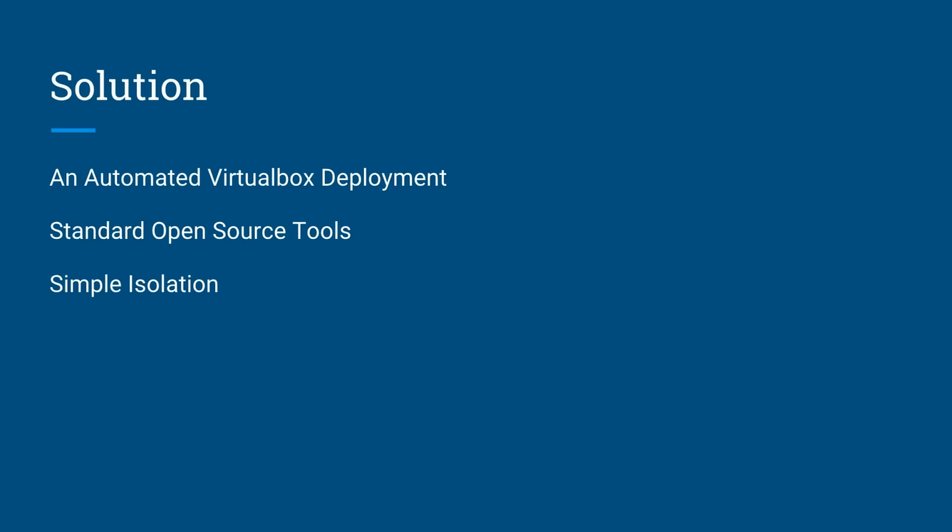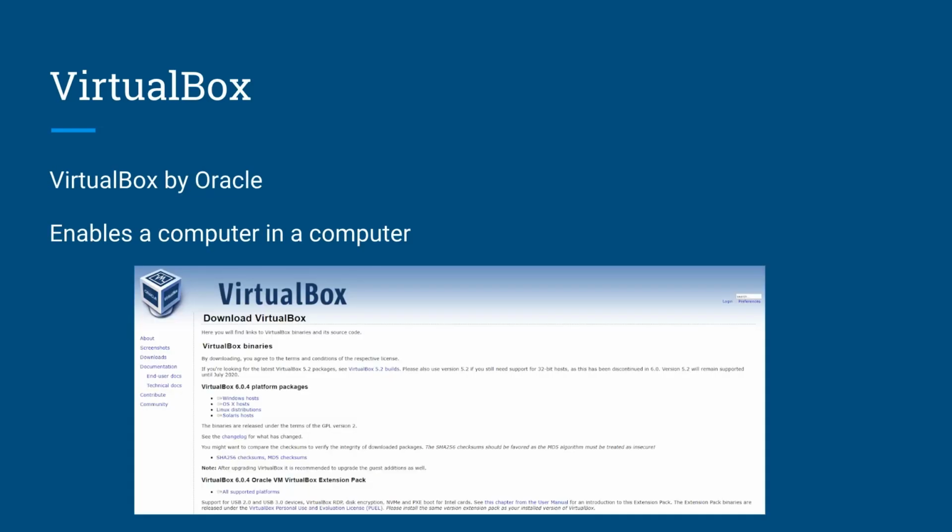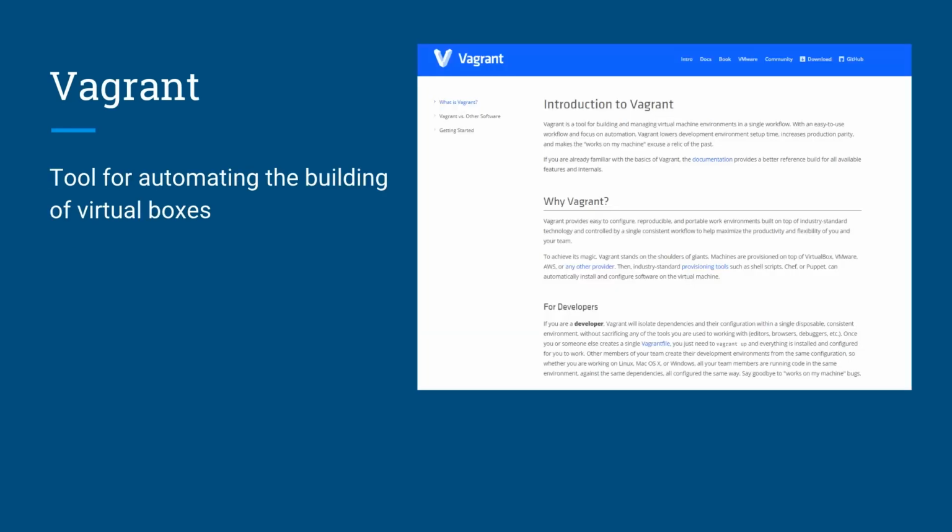So the solution for this is an automated VirtualBox deployment. It uses standard open source tools, and it creates a simple isolation layer, basically a brand new computer for you to work with. For this, we're going to use VirtualBox by Oracle, a great tool. There are a lot of other tools you could use in its place, like vSphere. You can also use a lot of the online cloud-based systems. But this works pretty well on both Windows and Macintosh computers, and even on another Linux computer.